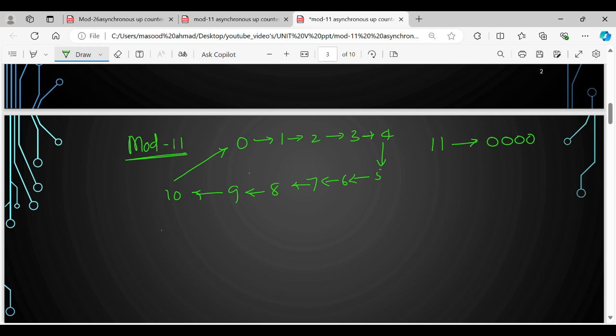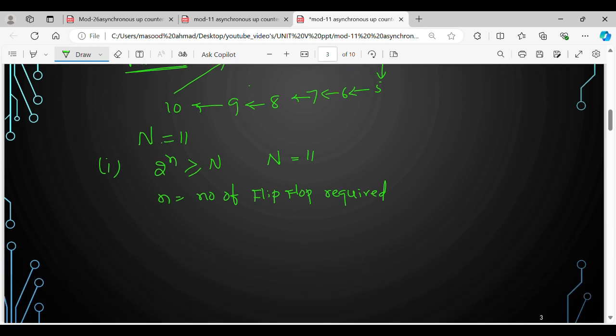How many zeros? 4 zeros. What is the value of N here? N is equal to 11. In general, whether it is synchronous or asynchronous, the number of flip-flops required is such that 2 power n should be greater than or equal to N. The given value is mod N, capital N, equal to 11, where small n is the number of flip-flops required. So now, when N is 11, 2 power n should be greater than or equal to 11.